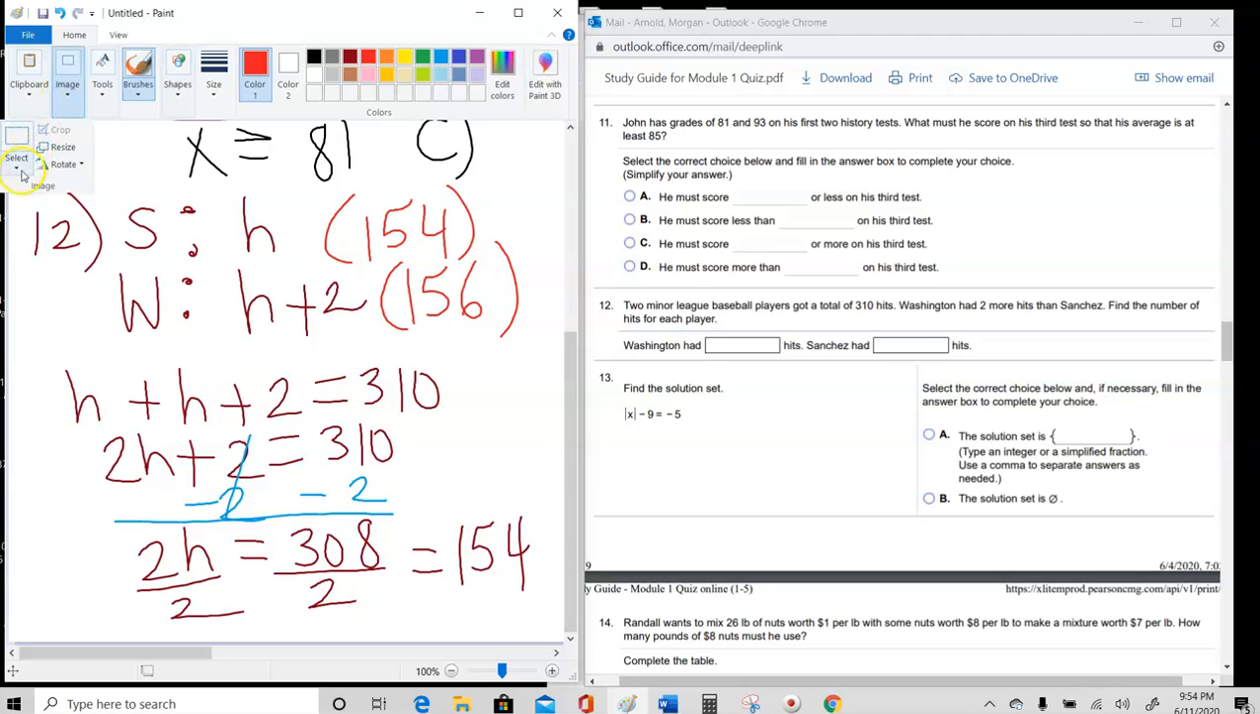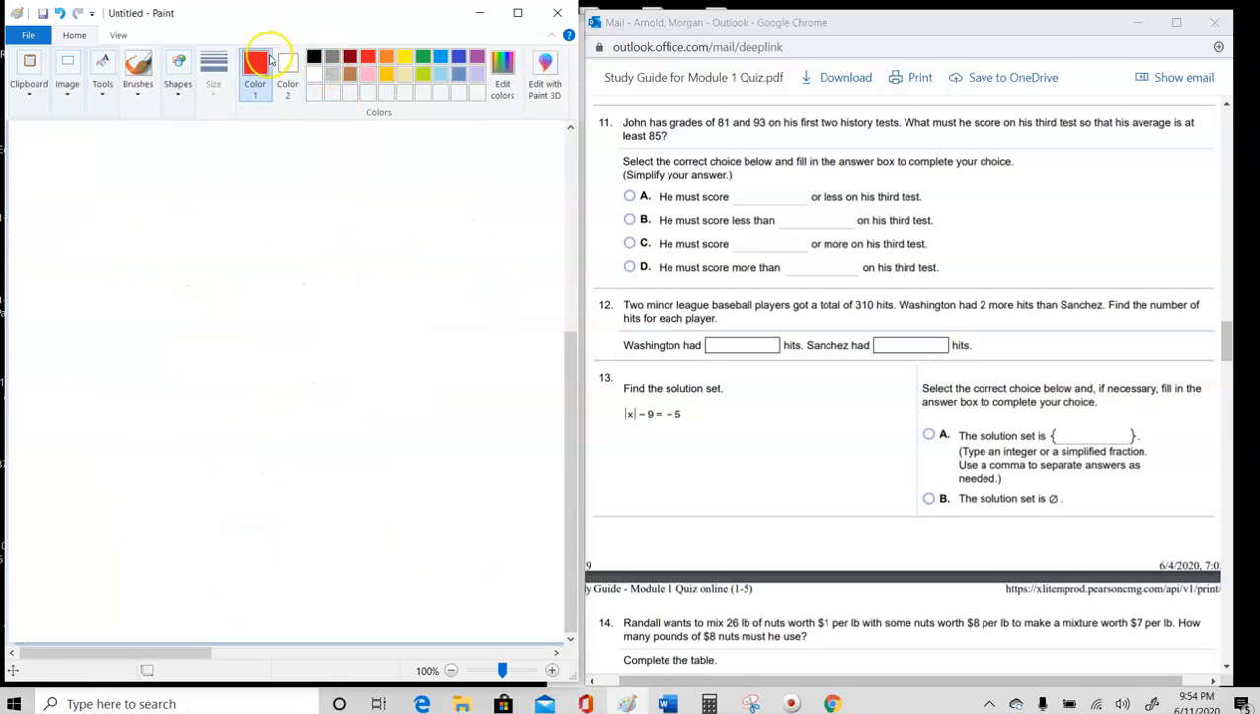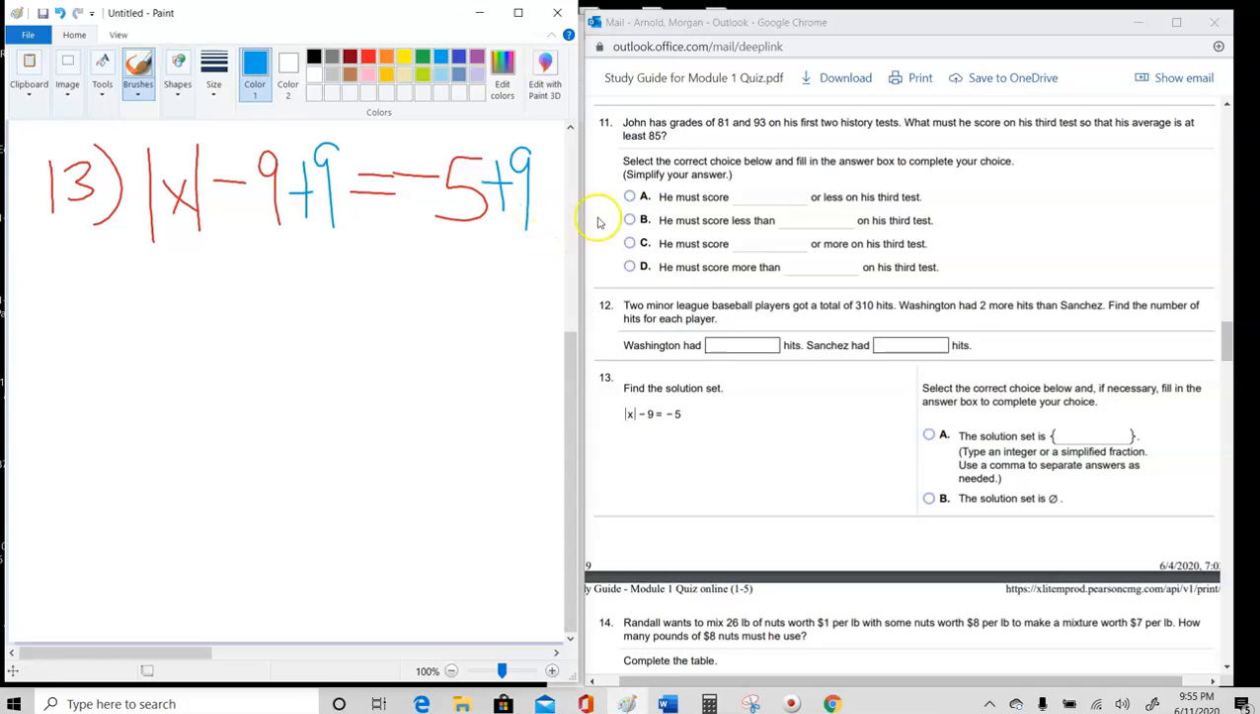Question 13, find the solution set for the given absolute value equation. Step 1, get the absolute value of x part by itself by adding 9 to both sides. So we have absolute value of x equal to a positive 4. And we can actually solve this because our absolute value is equal to a positive number, and that satisfies the definition of absolute value.